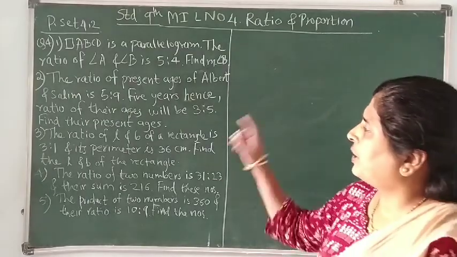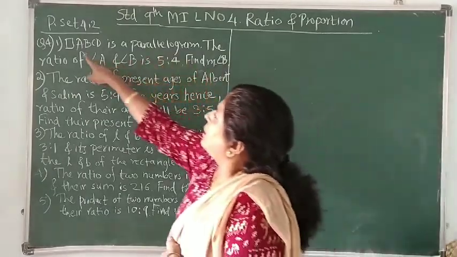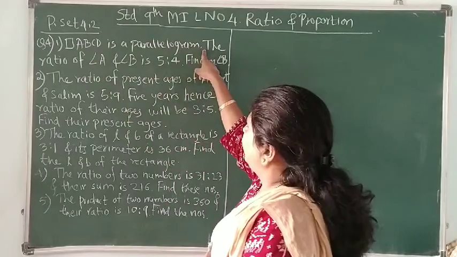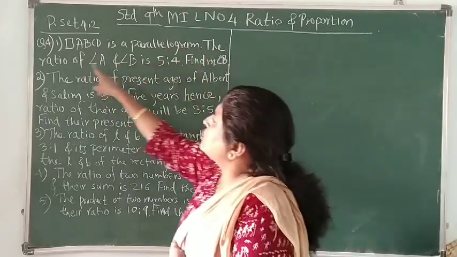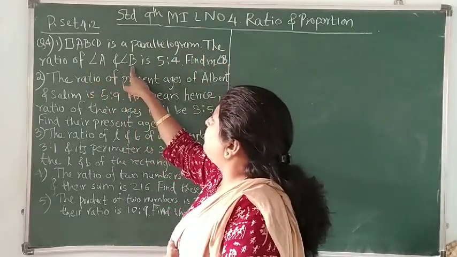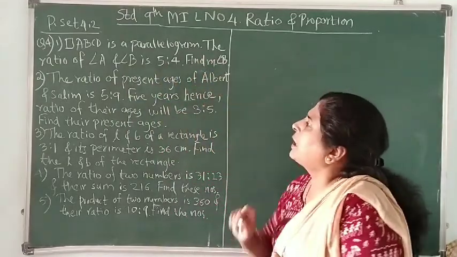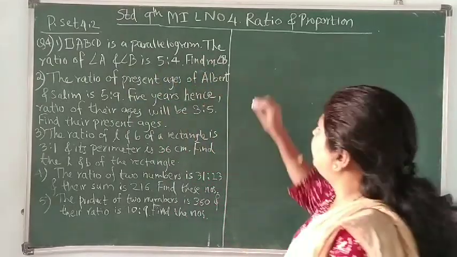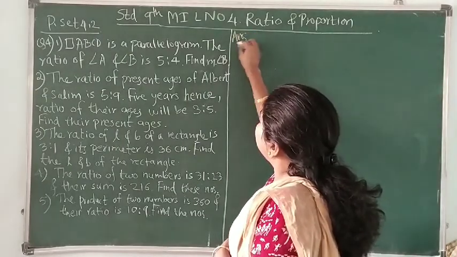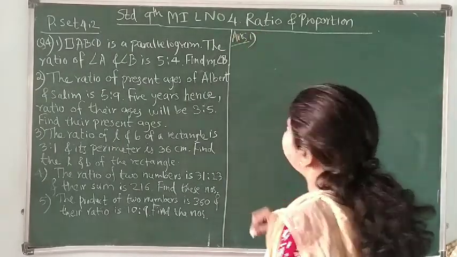What is question number 1 of this? Quadrilateral ABCD is a parallelogram. The ratio of angle A and angle B is 5:4. Find measure of angle B. This is question number 1. Let's see how to solve this.